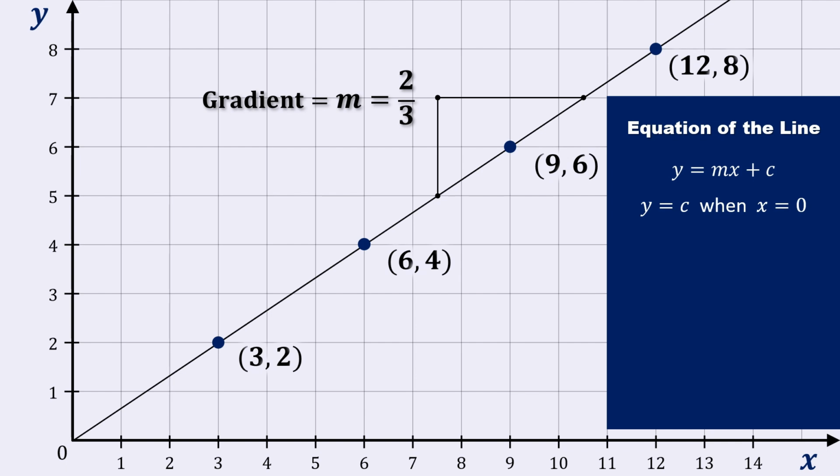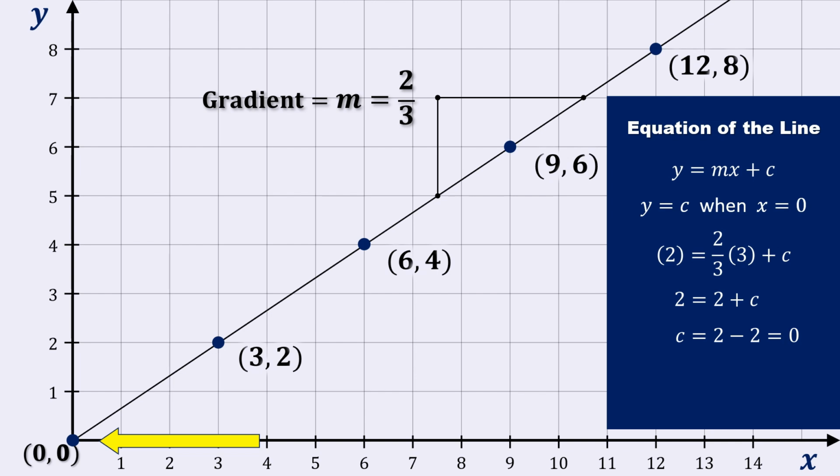To find the value of c, replace x and y with any point on the line. For example, y is equal to 2 when x is equal to 3. 2 over 3 times 3 is 2. Subtract 2 from both sides and c is equal to 0. This means that there is no constant number, and this is correct because on the graph, we can see that the line intercepts with the y-axis at the y position of 0. Therefore, the equation of the line is y equal to 2 over 3 x.